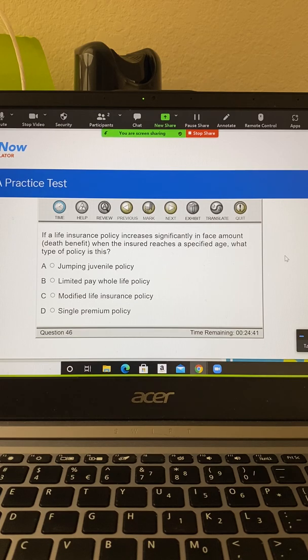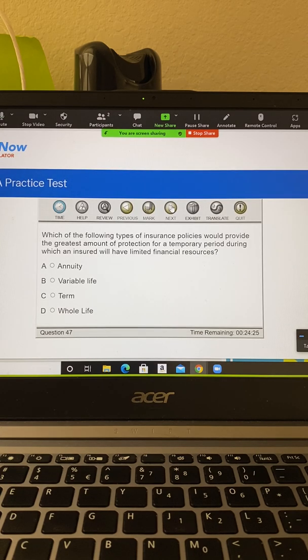If a life insurance policy increases significantly in face amount when the insured reaches a specified age, what type of policy is it? A. Bam. Okay, let's go ahead and wrap these last 13 up. Which of the following types of insurance will provide the greatest amount of protection for a temporary period? Lord have mercy. You ain't even got to read all that. All right, you read the next one.